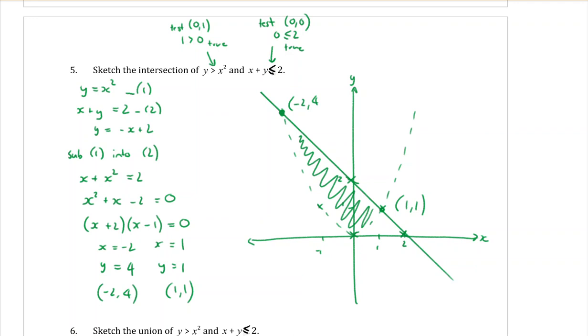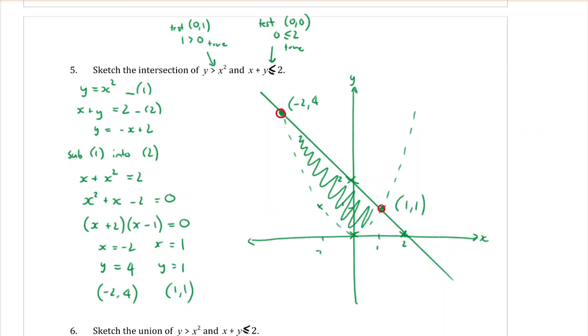Because I have the dotted line where I cannot have any solutions on that line. The points of intersection, do you think those are actual solutions or not? They're not. So because of that, once we've found those points of intersection, we're going to put open circles here and here to indicate that they are not solutions because of the greater than sign that was on that parabola. If they both had equal to signs on them, then we'd use coloured in dots.